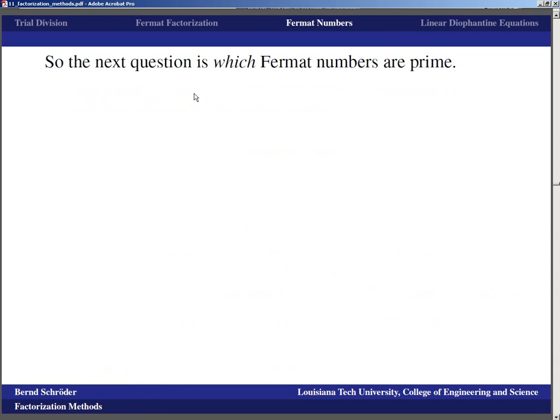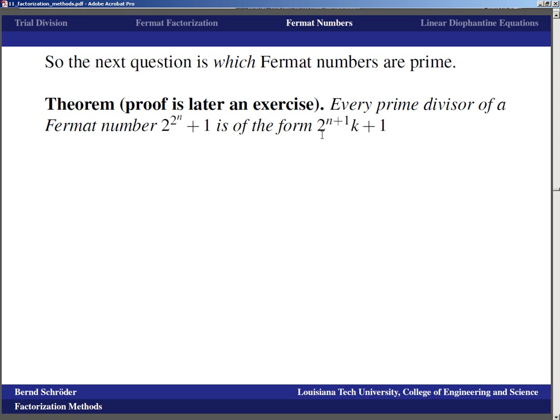And, well, now that we know that there is a Fermat number that is not prime, the next question is which Fermat numbers are prime? And there is a theorem that will later on be an exercise, so we're not going to prove it here. And that is every prime divisor of a Fermat number 2 to the 2 to the n plus 1 is of the form 2 to the n plus 1 times k plus 1.